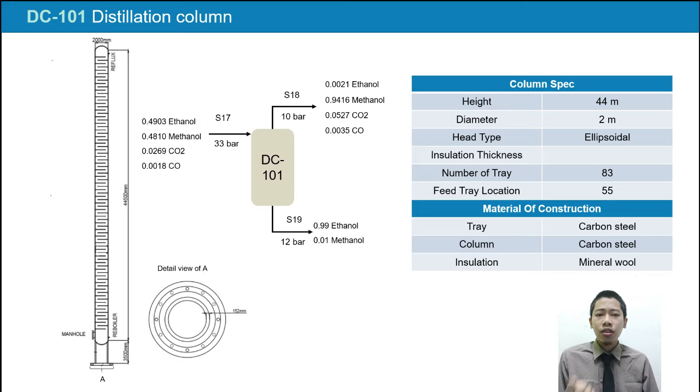The column is set to be 44 meters in height with 2 meters of diameter. To reach the high purity of ethanol, we will need 83 stages of tray. The material of construction for both tray and column will be carbon steel.